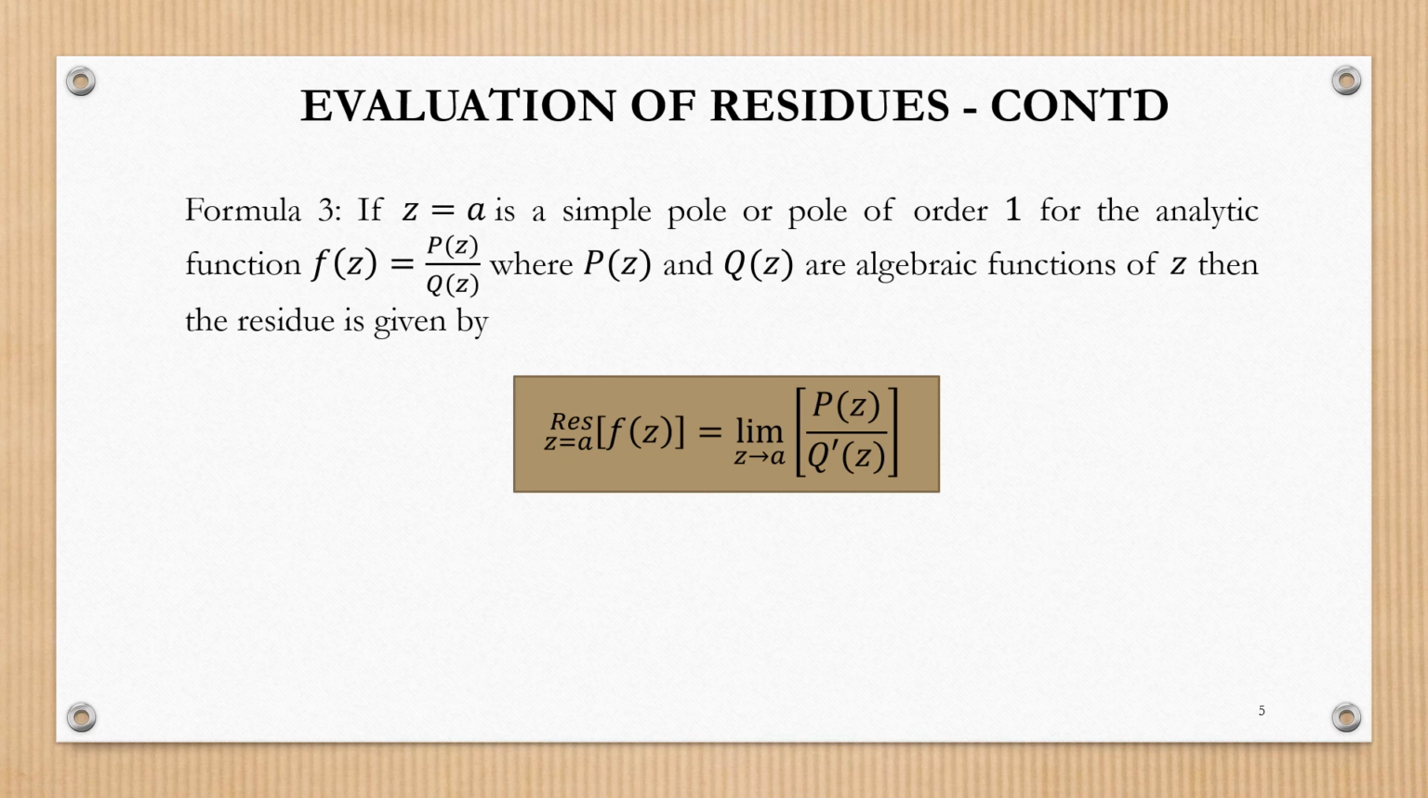Remember, when it is a pole of order 1, we use formula 1. If it's a pole of order other than 1, 2, 3 or so, we use formula 2. Formula 3 is used in the case where the pole is of order 1 and the function is in the form of a fraction where the numerator and denominator are algebraic functions.